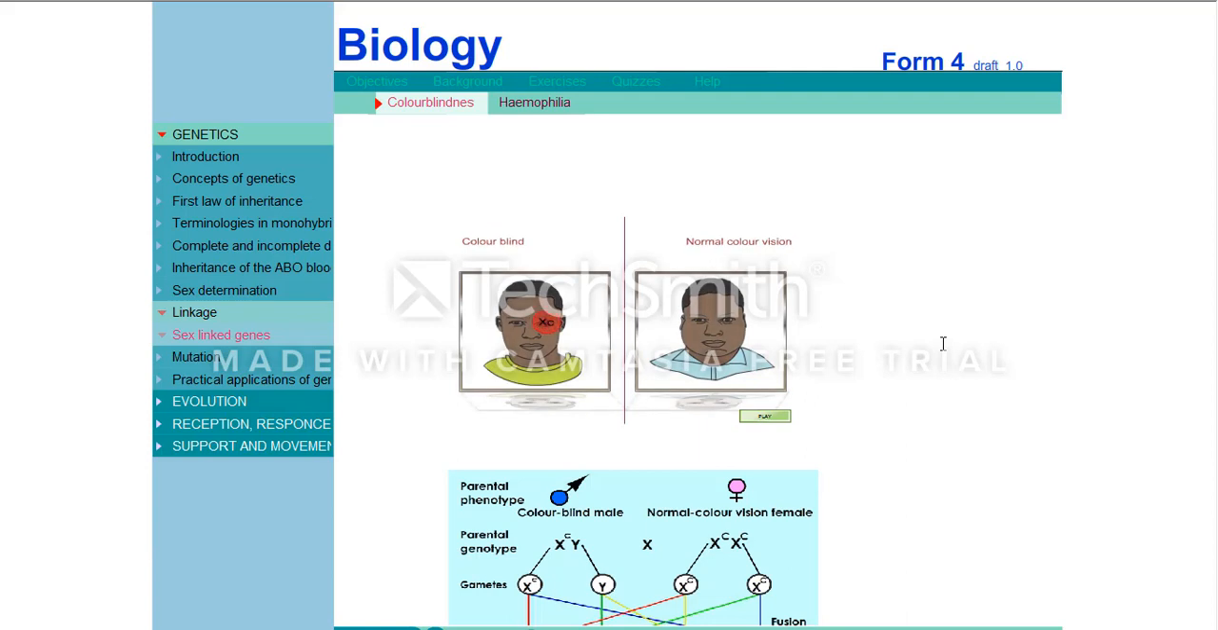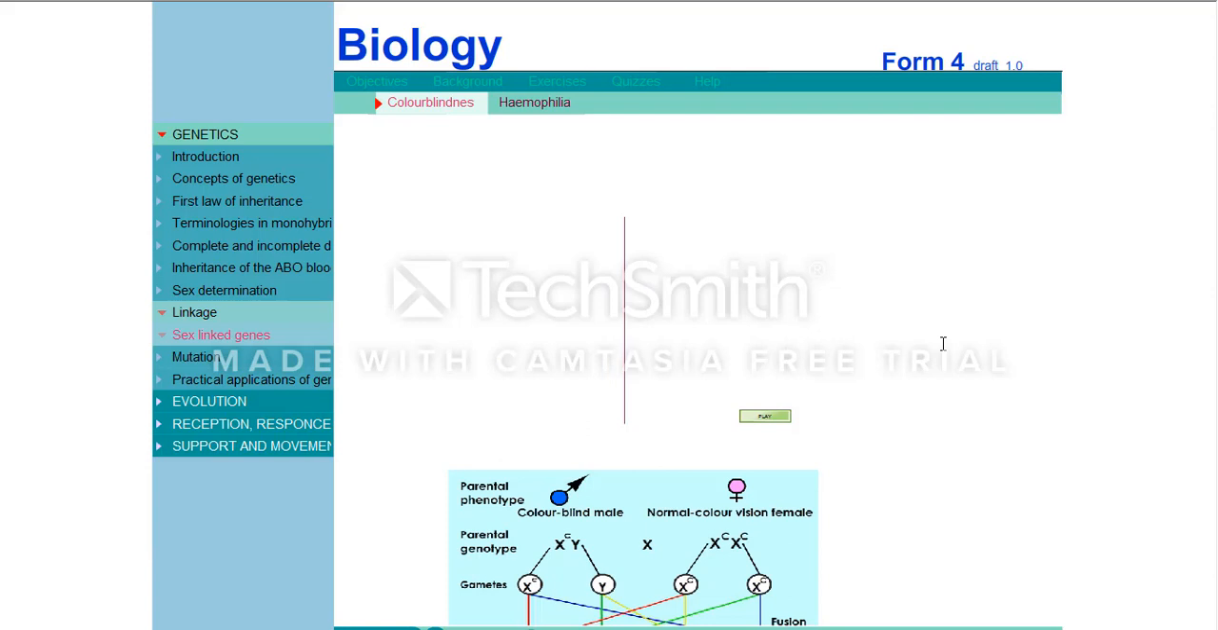The gene that determines normal color vision is dominant over that for color blindness. This is therefore illustrated using capital letter C for normal color vision and small letter c for color blindness. Since the genes are linked to X chromosomes, its alleles are represented as X capital C and X small c. Play the animation to see the genotypes for color blindness and normal vision.